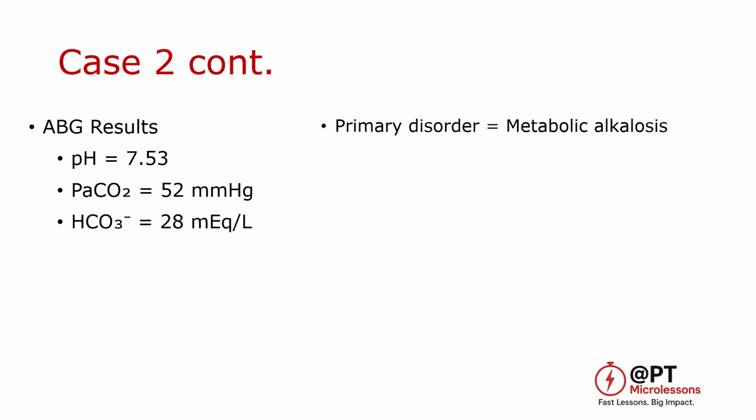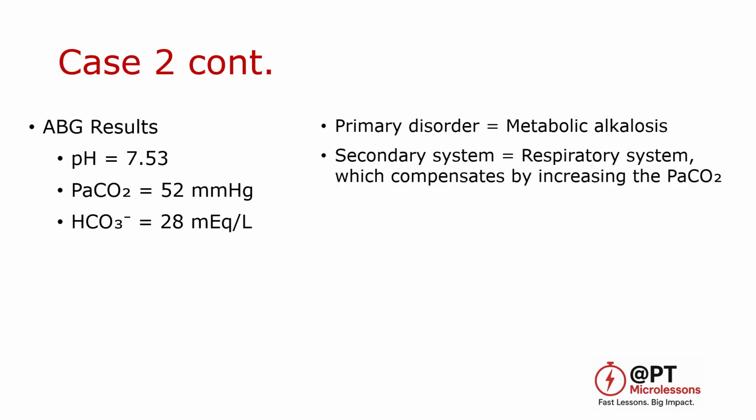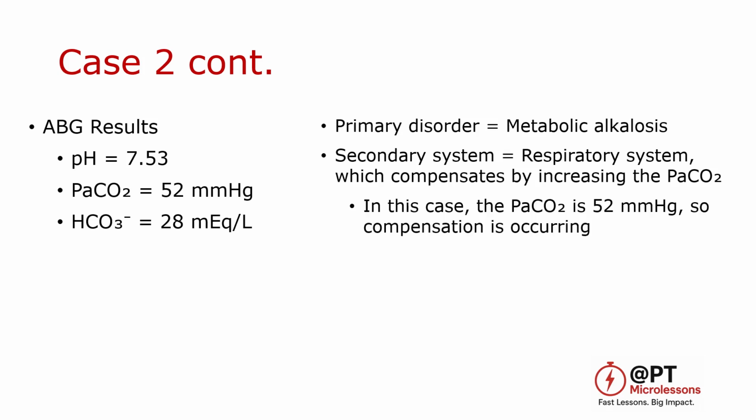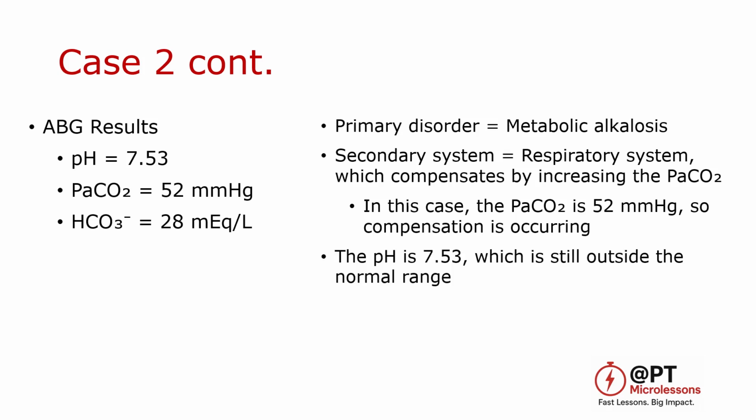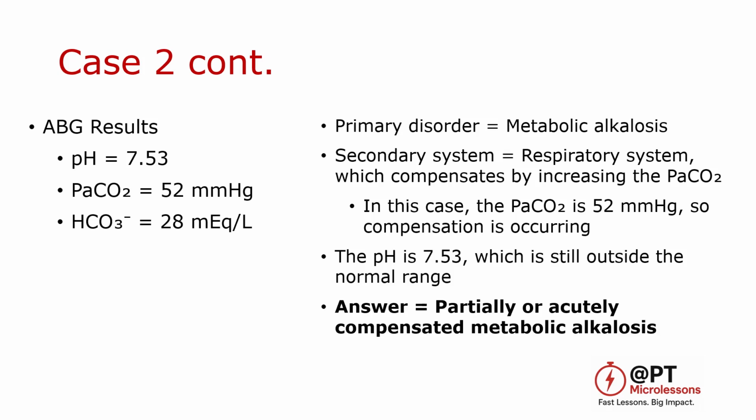Now determine whether compensation is present. Since the primary disorder is metabolic, the respiratory system should compensate by retaining carbon dioxide, thereby increasing PaCO2. The PaCO2 is 52 millimeters of mercury, so compensation is occurring. However, the pH remains above the normal range, so the compensation is only partial. This ABG represents partially or acutely compensated metabolic alkalosis.